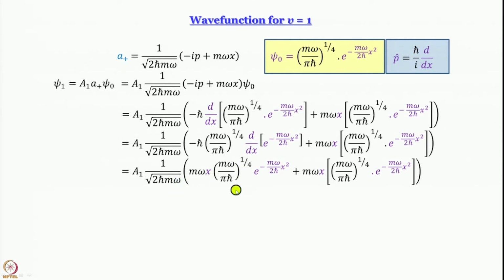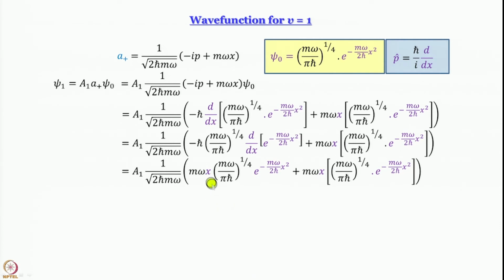M omega by pi h cross to the power 1 by 4 is from the previous line. M omega x comes from differentiation of e to the power minus m omega by 2 h cross x square, and you get back the same term anyway. So, this is what we have got, a1 multiplied by 1 by root over 2 h cross m omega multiplied by the sum of these two terms.